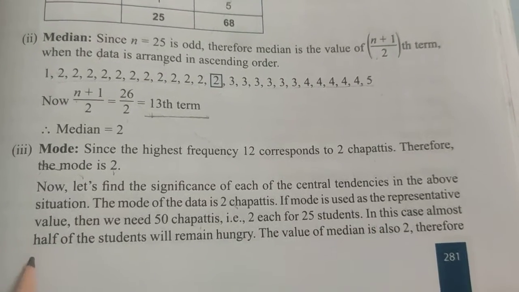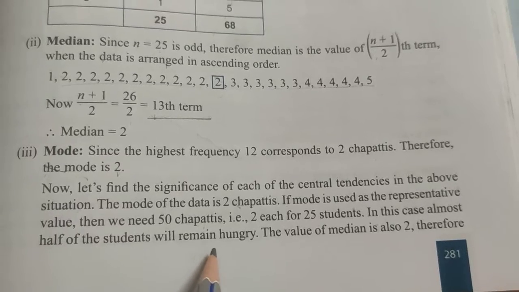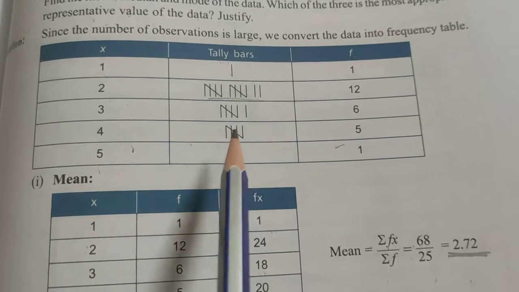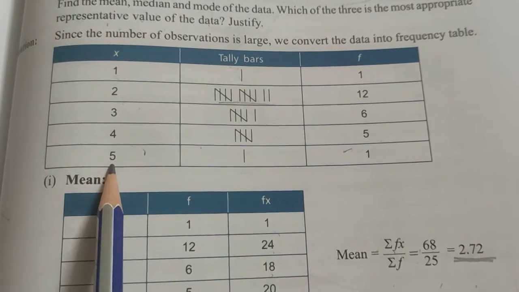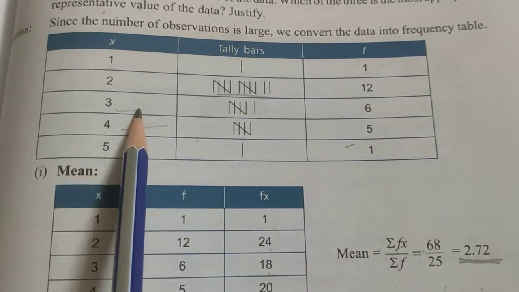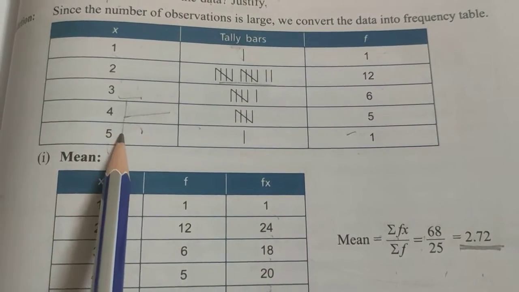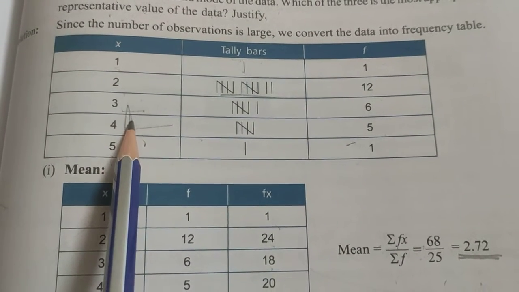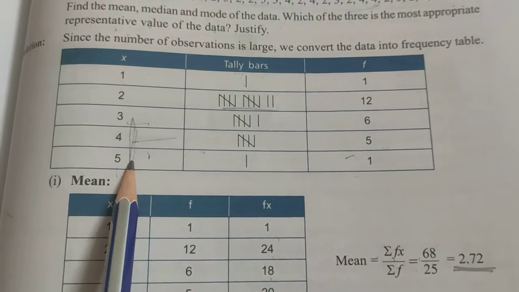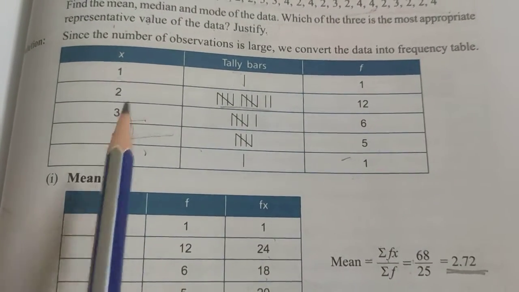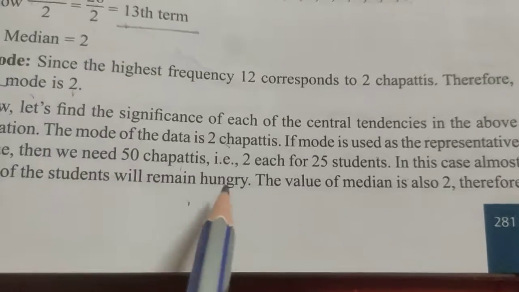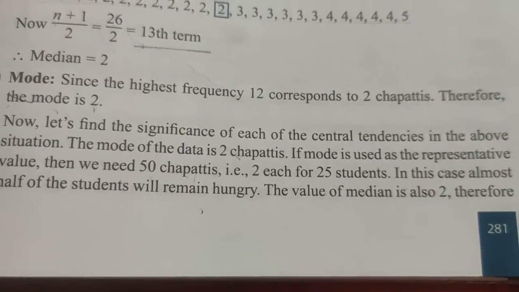So in this case, what will happen? Half of the students will remain hungry. Why? Because we have seen there are students who are eating 5 chapatis also. There are students who are eating 4 chapatis also, and there are students who are eating 3 chapatis also. So these three categories of students who are eating 3, 4 or 5 chapatis will be left hungry. They won't be getting the complete number of chapatis which they want, because we have taken mode as 2 and we have made only 50 chapatis for 25 students.